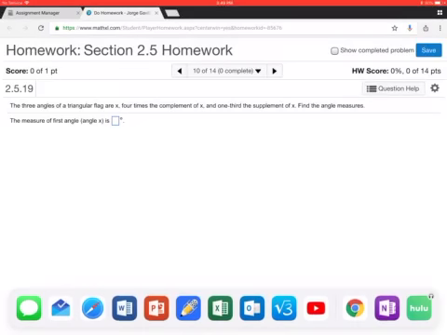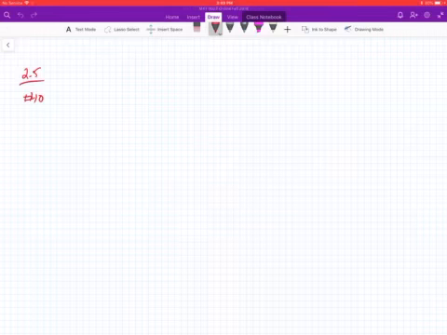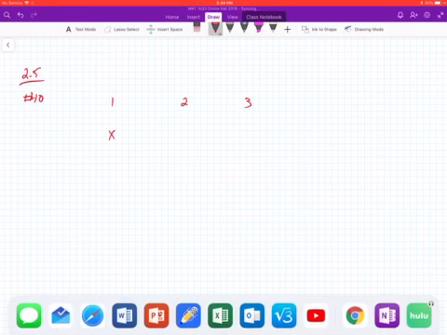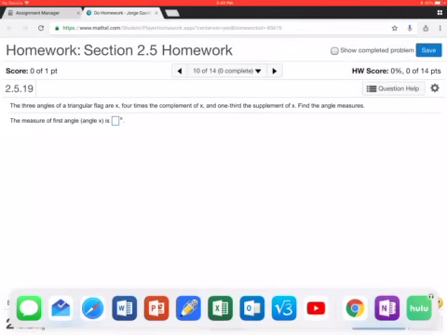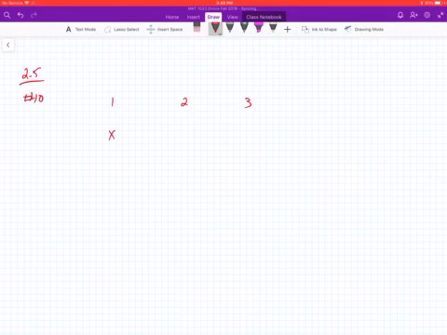What we're going to do is name angle 1, angle 2, and angle 3. The first angle is going to be our x angle. The second angle is 4 times the complement of x. Remember, two angles are complementary if their sum is equal to 90, so the complement is 90 minus x, because whatever this angle is, plus x has to give us 90.